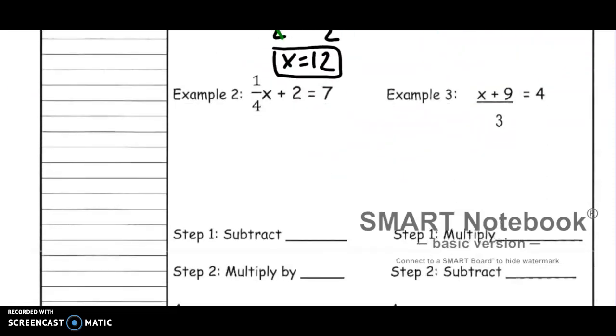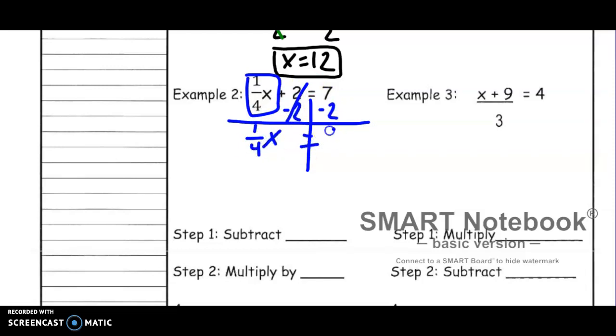Example 2. So think about all the steps that we've been doing with our equation solving. We first need to get our variable term alone. So I need to undo this plus 2 by doing minus 2 on both sides. Then I have 1/4 x equals 5, because 7 minus 2 is 5.